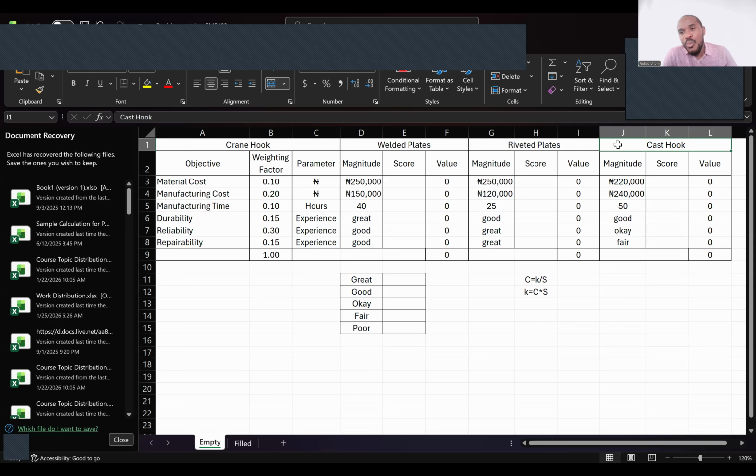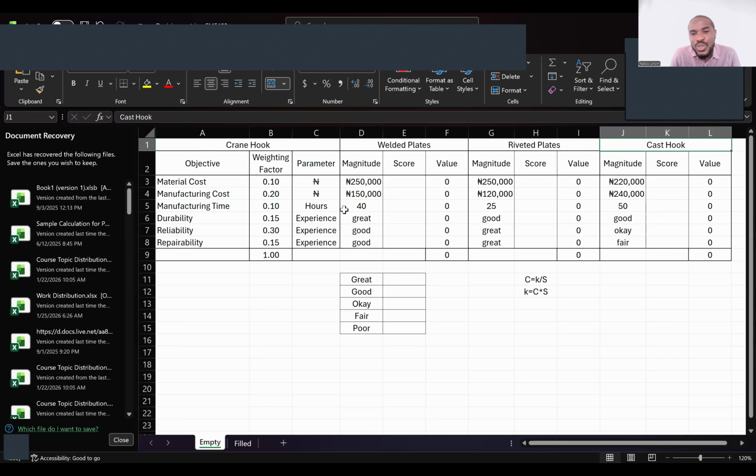Now, when you have these criteria, not all of them have the same importance. Maybe the problem you are trying to solve is heavily dependent on cost. The existing solutions, people are not using them because they're expensive. Then cost, which is defined by material cost and manufacturing cost, becomes very, very important. So even though you might want your crane hook to be reliable, cost is the major thing.